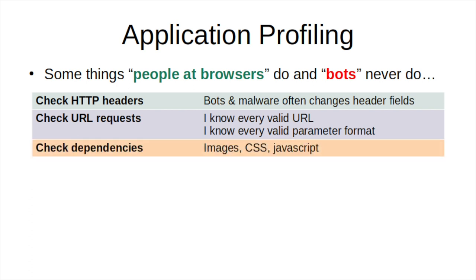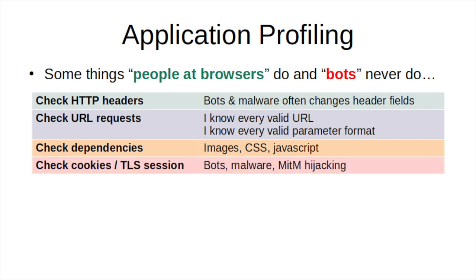We can also check for dependencies. All of our web pages include images, style sheets, and more. Regular users download all of this content. In contrast, web crawlers and attack scripts often skip these dependencies. If you don't download the style sheet or banner image, then you're a bot. And we can check the web cookies and TLS session for any odd values. This is a great way to spot bots, hostile scripts, and man-in-the-middle hijacking attacks.